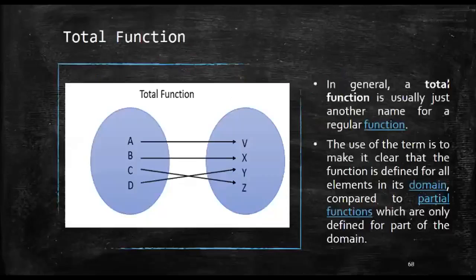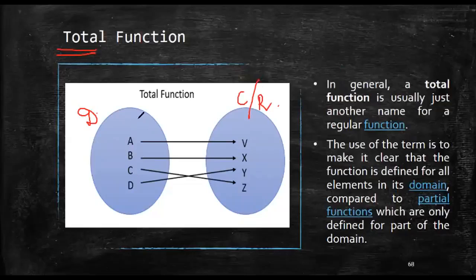In general, a total function is usually just another name for a regular function. So when we are speaking about any function, it is usually a total function. Why do we use the term total? The term total is used to make it clear that all the elements in the domain are mapped. So if you remember, this was our domain and this will be our codomain. Since all the elements are mapped, the codomain and range are the same. So the term total is used to make it clear that the function is defined for all elements in its domain.